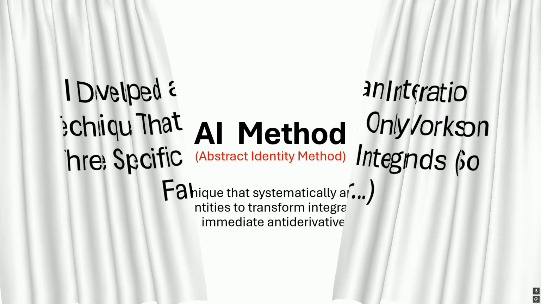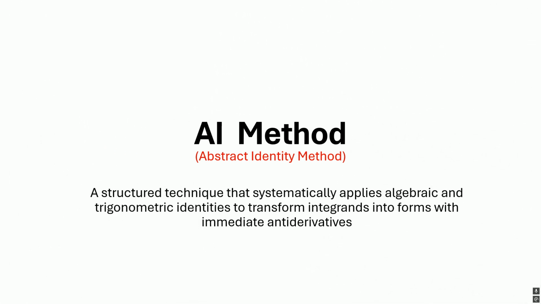So this is the AI method, or the Abstract Identity Method. Basically, it is a structured technique that systematically applies algebraic and trigonometric identities to transform integrands into forms with immediate antiderivatives. So basically, sasabi lang nito, yung mga mahihirap na integrand, through this method that I have developed, magko-collapse siya into simpler integrands na meron ng formulas, no? So meron ng available formulas.